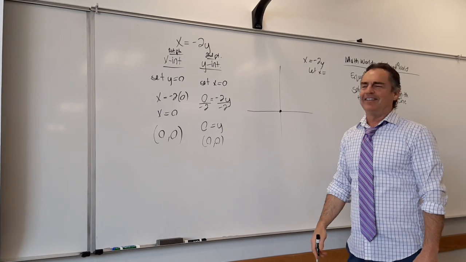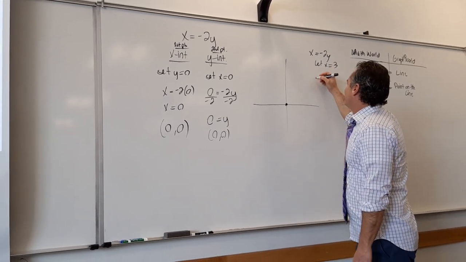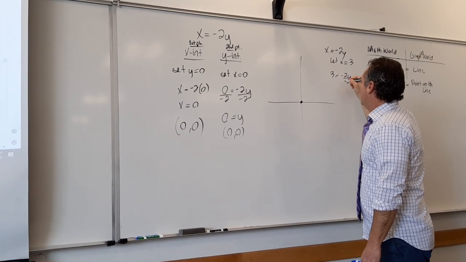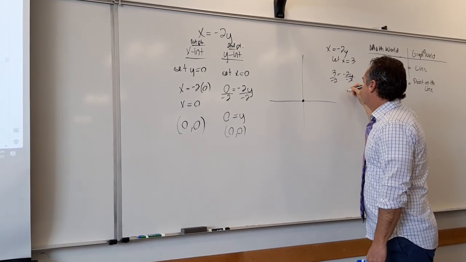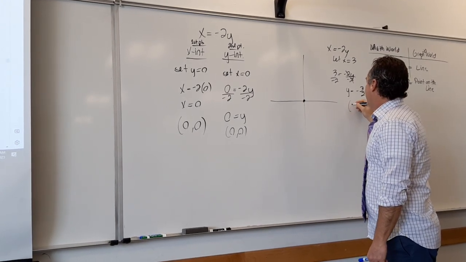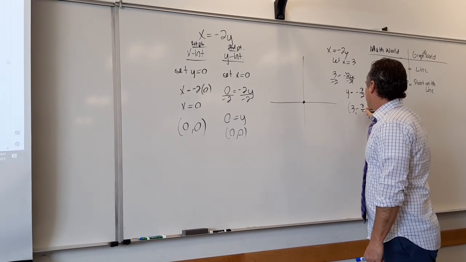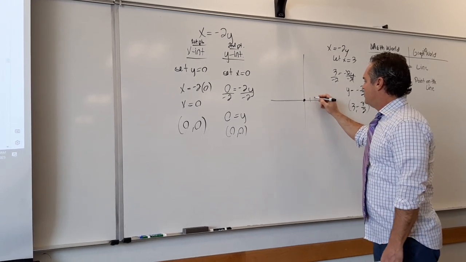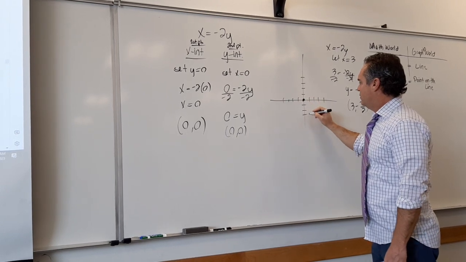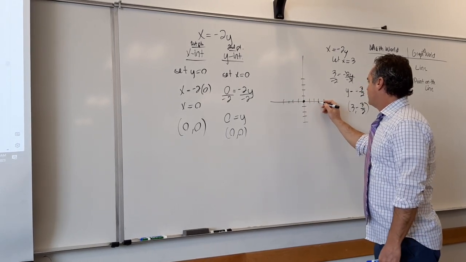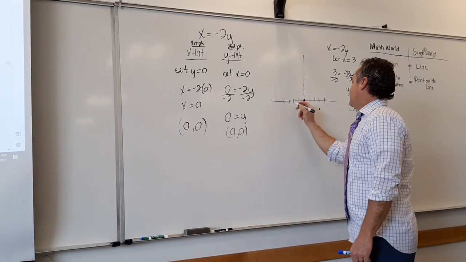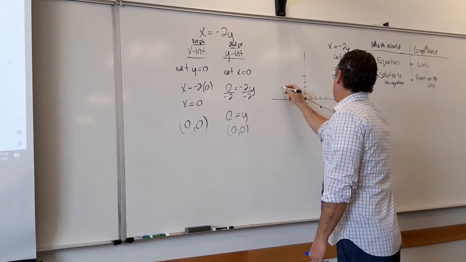Let's do 3. Let x equal 3. 3 equals negative 2y, divide by negative 2, divide by negative 2, I get y equals negative 3 halves. So I have 3 comma negative 3 halves. I go 1, 2, 3 over, and down negative 1 and a half, which is about right there. And so your line should look like that.